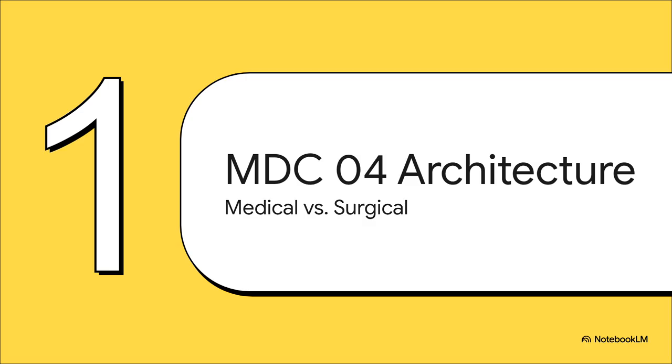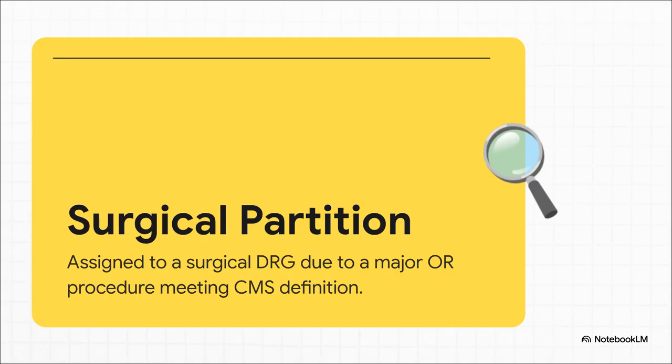We really need to understand how the grouper fundamentally works here. So, what exactly triggers a surgical partition? Well, a case gets assigned to a surgical DRG simply because it includes a procedure that meets the CMS definition of a major operating room procedure. This is a huge deal. It shifts cases into high-impact categories like the major chest procedures found in MS-DRGs 163 through 165.